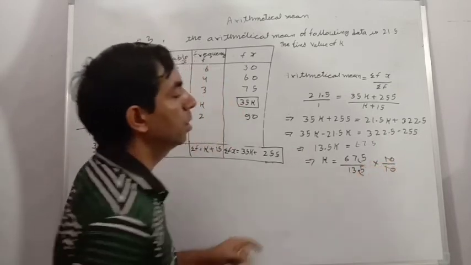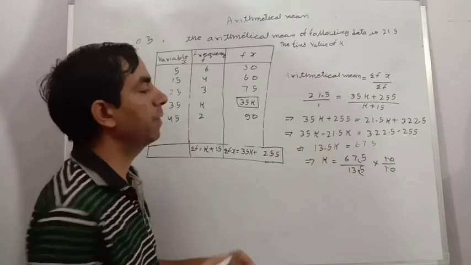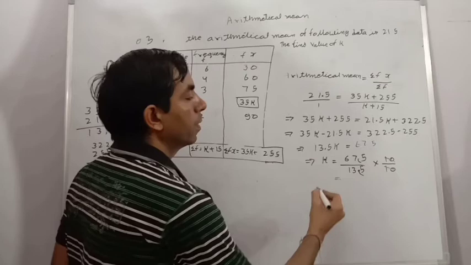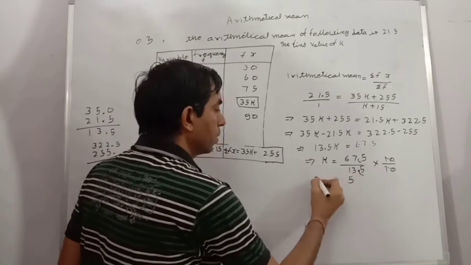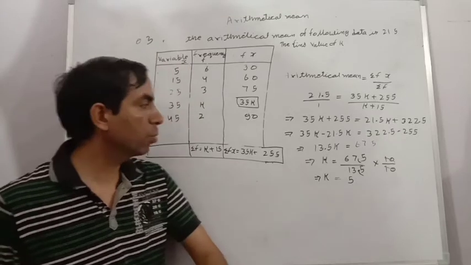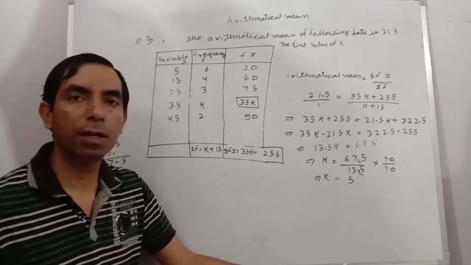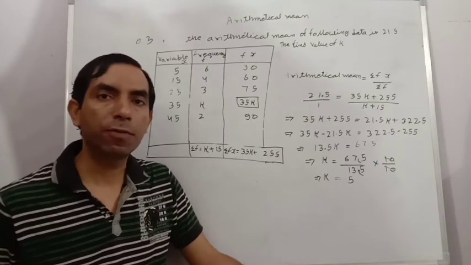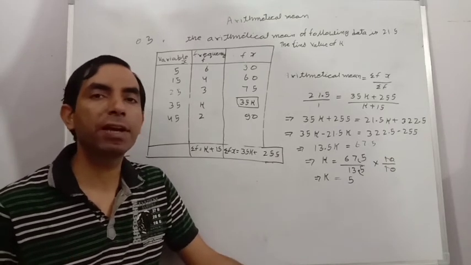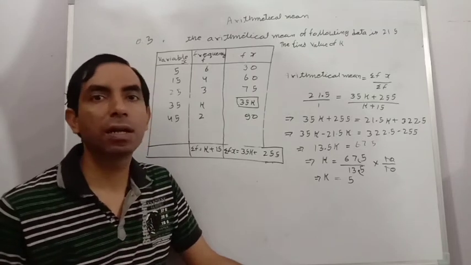The 10s cancel each other. 135 divides 675 five times. Now we get k is 5. By this method, we can calculate the alphabet in an ungrouped frequency distribution table. So do not get confused in any examination if we are given any alphabet in our table. So let's take today's last question.